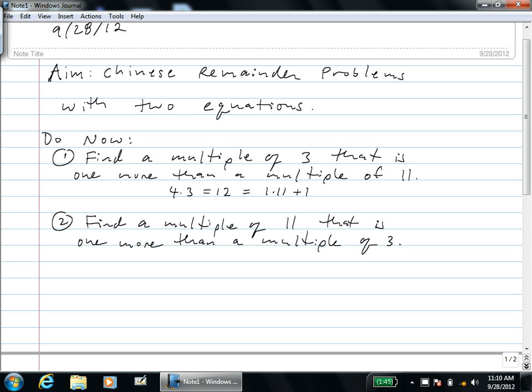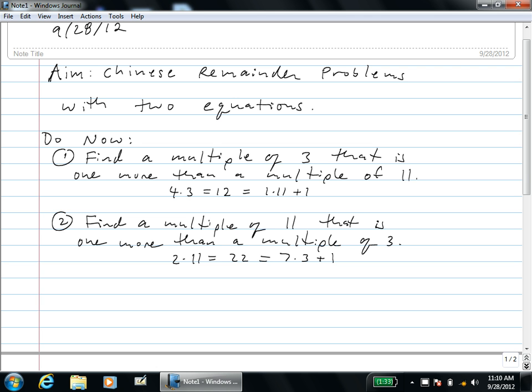How about for number 2? What's the smallest multiple? Let me go with Stephanie. It is 22. 2 times 11 is 22, which is 7 times 3 plus 1. That's going to be an important step of doing the Chinese remainder theorem: the idea of finding a multiple of one number that is one more than a multiple of another number. And I'll show you why that works.